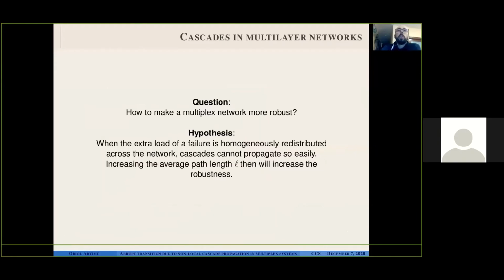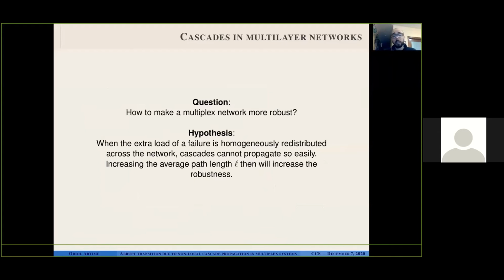So now that we know what type of transition we have, we ask how to make our multilayer network more robust. And we work with the following hypothesis: when the extra load of a failure is homogeneously redistributed across the network, then the cascade cannot propagate so easily.